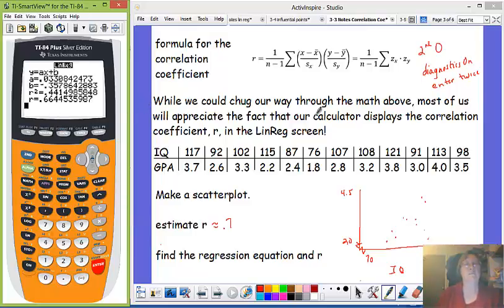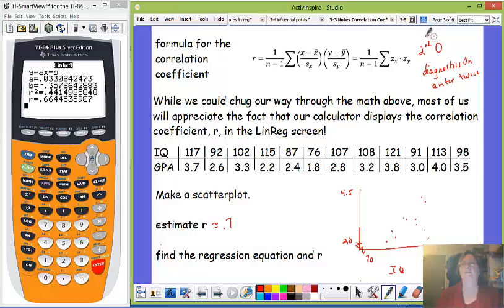If your R is not showing up, I want to circle this on my screen. You can find that function to show R and turn it on this way. Second and 0, which is your catalog of functions. Look for DiagnosticOn and hit enter twice. After that, you should get it every time.